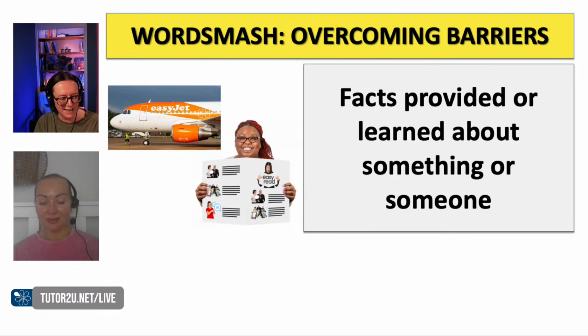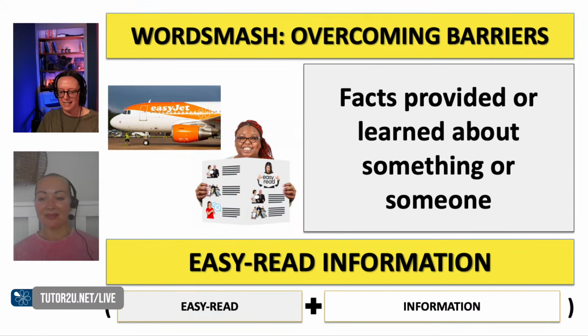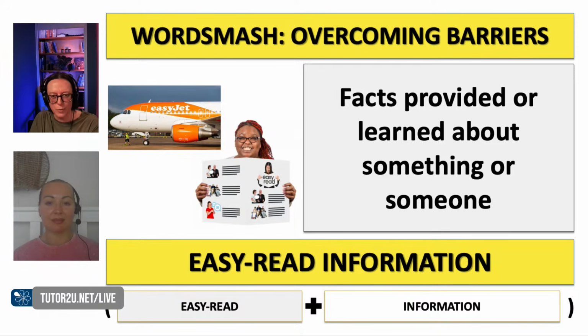Okay, so Esther's saying information. Charlie's saying easy read something. So what is it? Put them all together. Easy read information. Brilliant, Charlie, well done. Easy read information. So individuals with learning disabilities appreciate if we put our information, our leaflets, our flyers, our posters into easy read formats. So easy read information, lots of pictures, less complex words, less complex sentence structures.